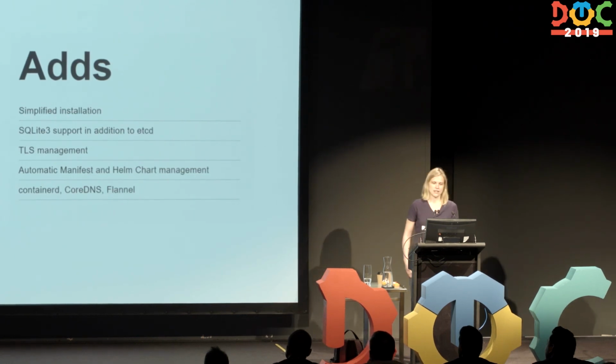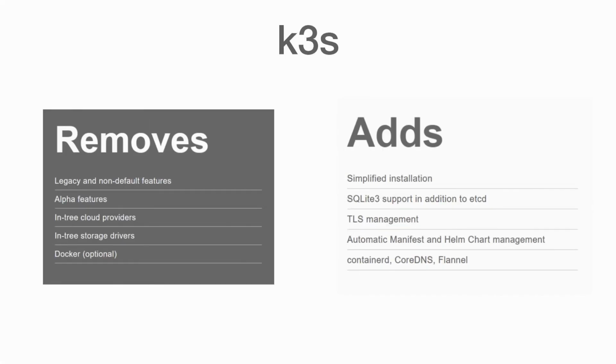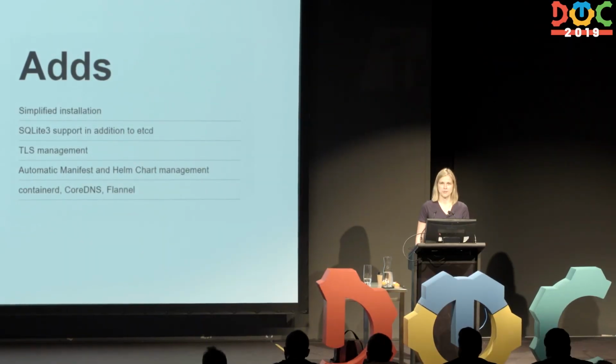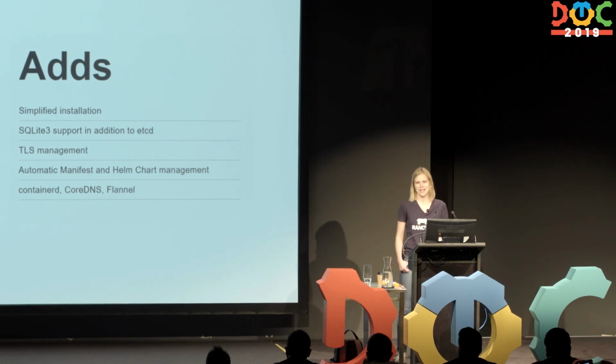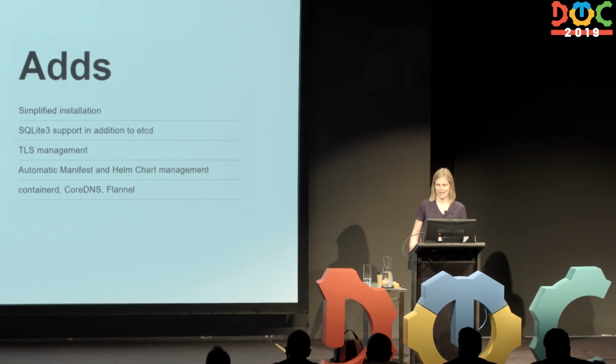And what it does is remove all the legacy features from Kubernetes. It removes all alpha features that are not being used. Cloud providers, storage drivers, and Docker become optional. And it adds containerd as the default, with TLS management. The only thing it does not have at the moment is HA support, but we are working on that.